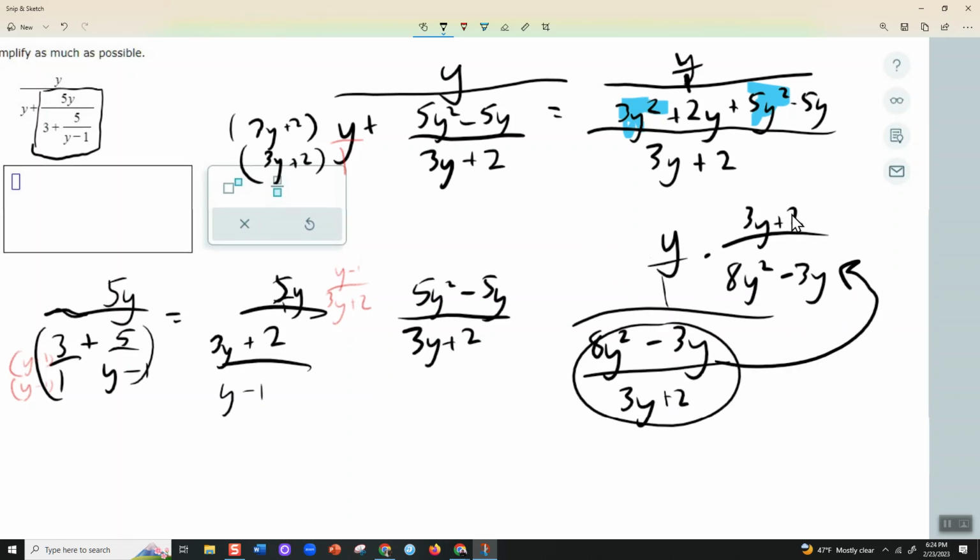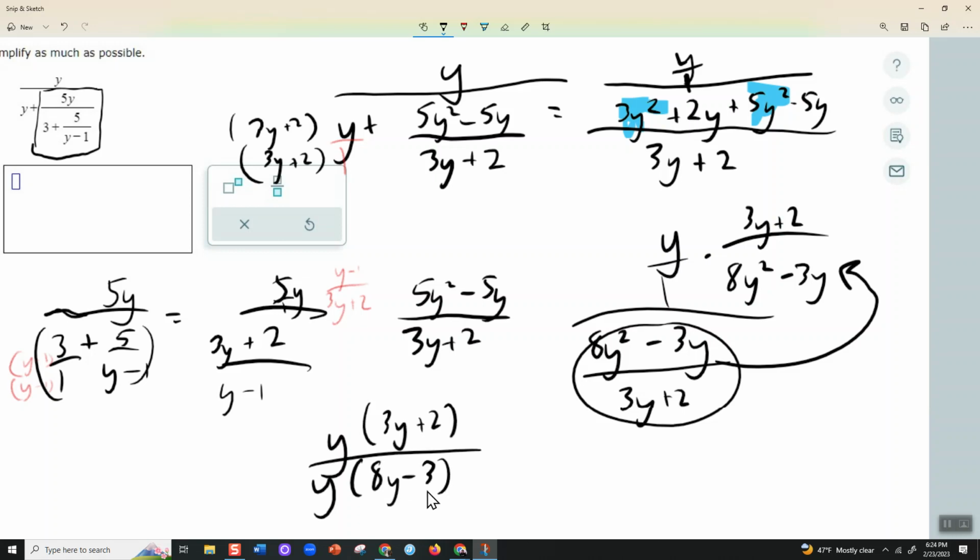So we don't need to worry about this. We're just looking at this part here. Let me write it here. Y times 3y plus 2 over, now I noticed that in this denominator part right here, I've got a common factor of y. Why is that important? Well, look, y over y. It'll simplify. And this would become 8y minus 3. Those cancel out, and this is my answer here, 3y plus 2 over 8y minus 3. So much fun. I really do kind of enjoy that. 3y plus 2 over 8y minus 3.